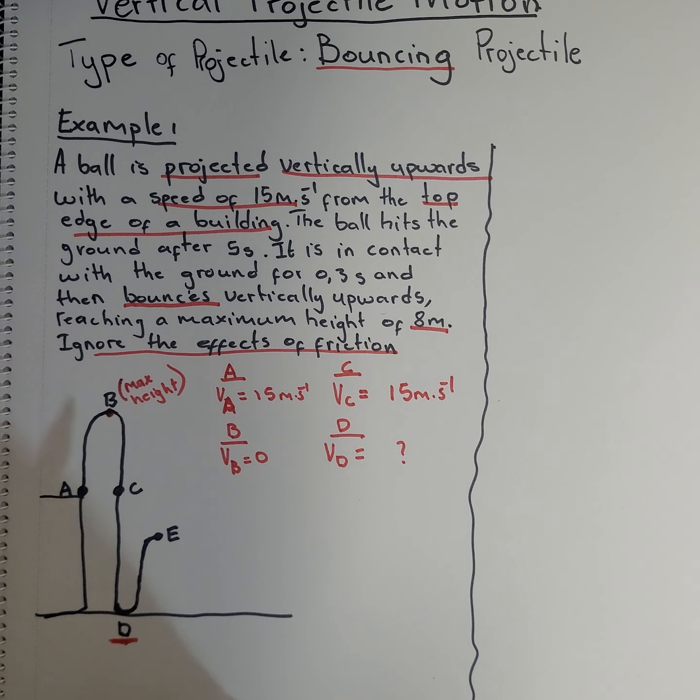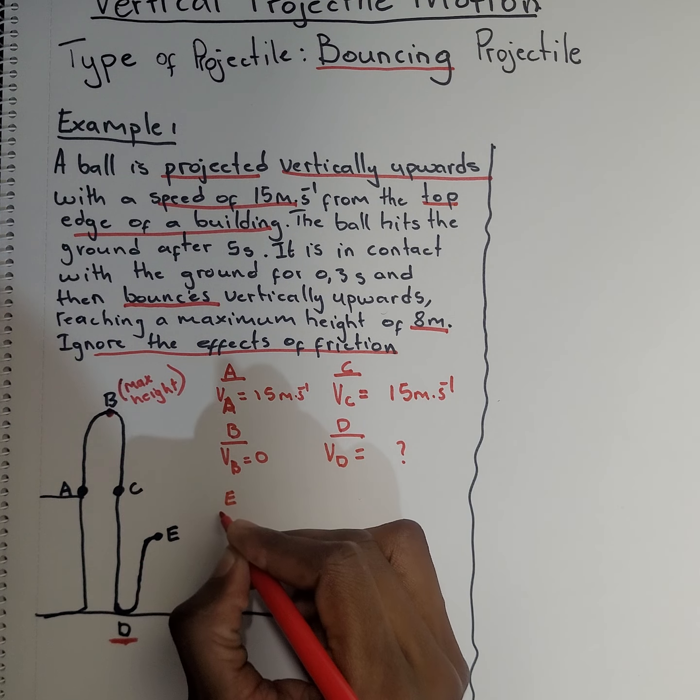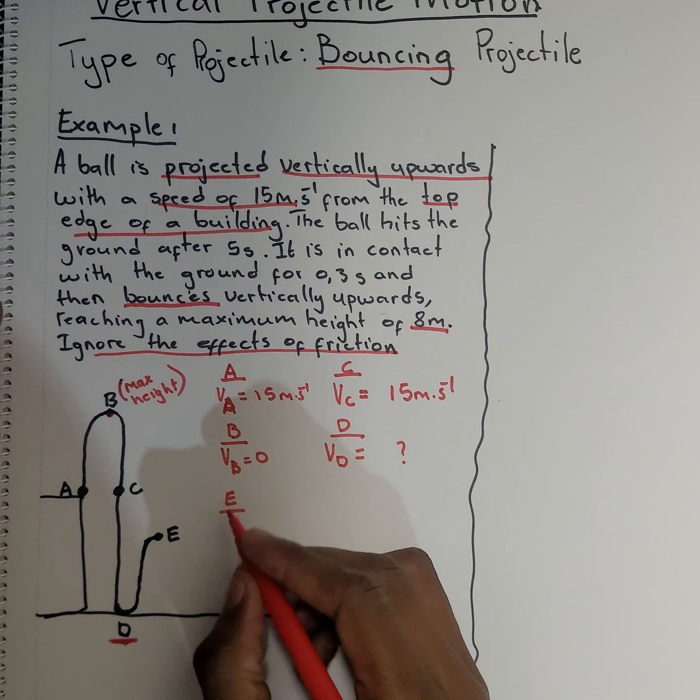So let us leave it as a question mark like that, because there is some important information that we are going to talk about there. And then at point E, what is it that I have at point E? What is the velocity there?